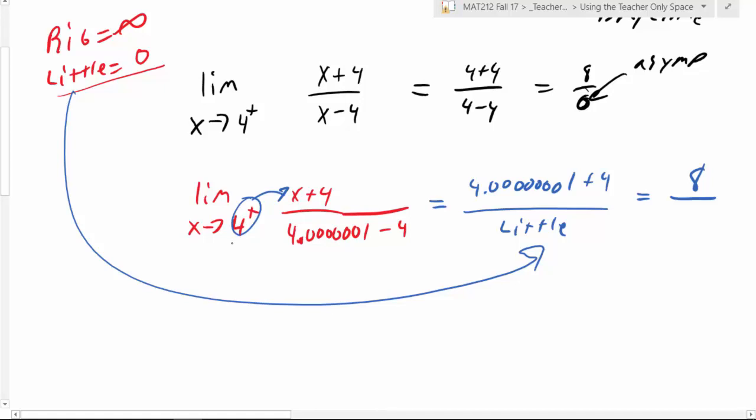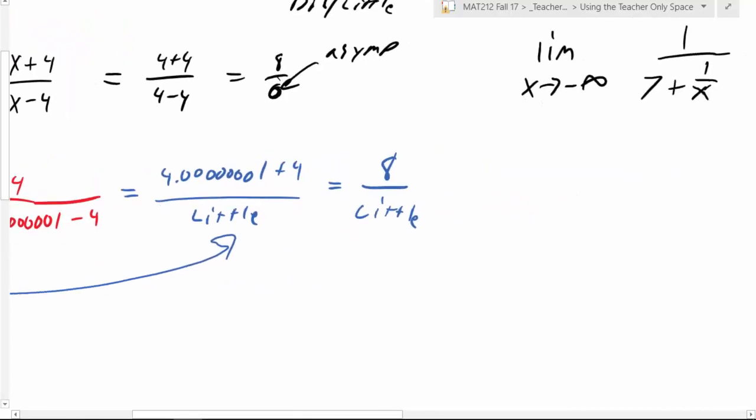Because when I do the limit as x approaches 4 from the right-hand side, we're not really at 4.00000001. We're way closer than that. We're at 4.0000000000, right? It would go on forever because we're just getting as close as we could ever get. So basically, that number is little. So we're going to have 8 divided by something little.